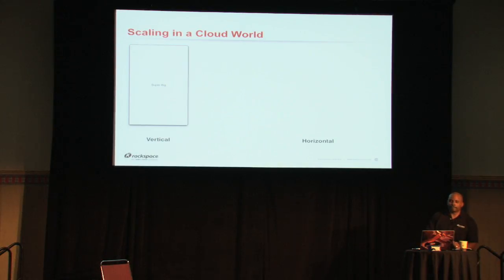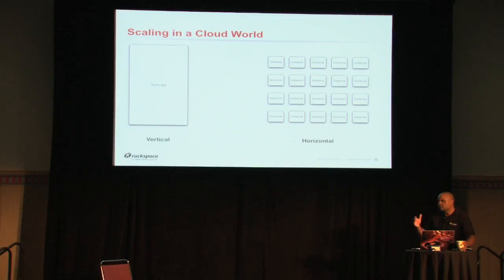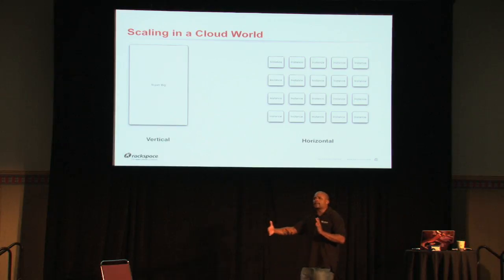What do we do in the cloud? We scale horizontally. So when I have a box like this that's being pressed and it doesn't have enough resources, do I buy a bigger box? I get more boxes and more boxes and more boxes. So we scale horizontally. This is an important fact.